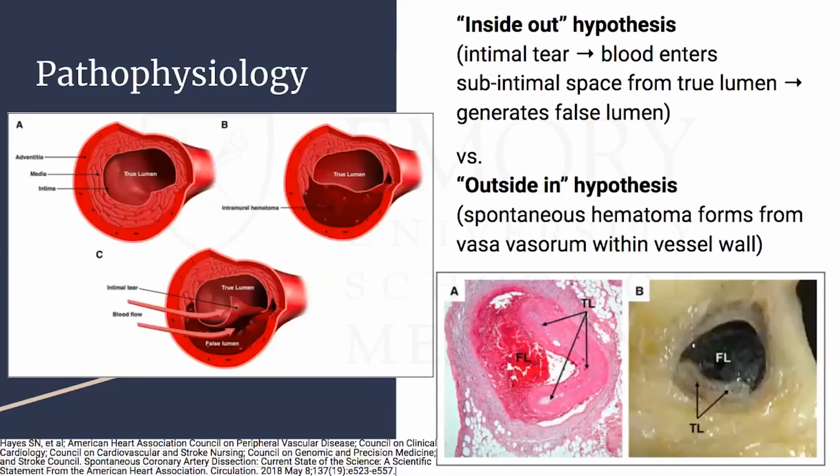There's a few different hypotheses for how this occurs. There's an inside-out hypothesis where we start with an intimal tear and blood enters the subintimal space from the true lumen after development of this intimal disruption or flap. And blood enters and generates a false lumen. Alternatively, there's an outside-in hypothesis where we see a hematoma arising de novo in the media, possibly from disruption of traversing microvascular vessels in the vasa vasorum within the vessel wall itself.